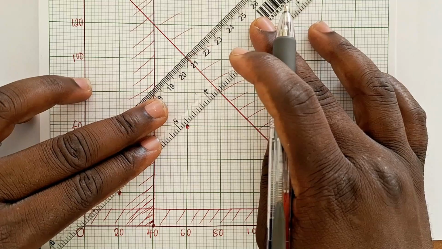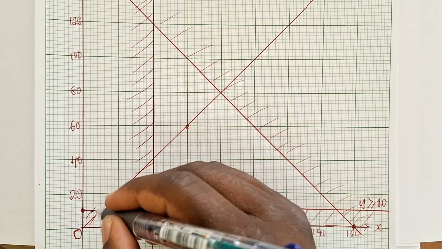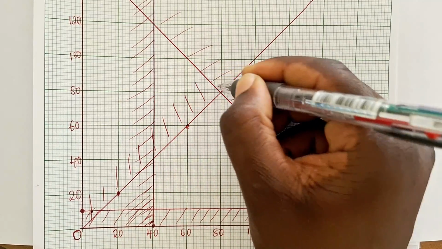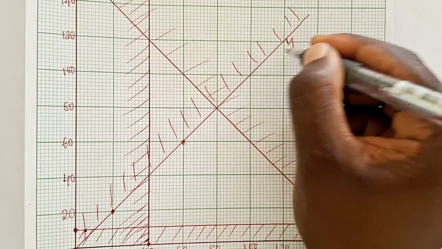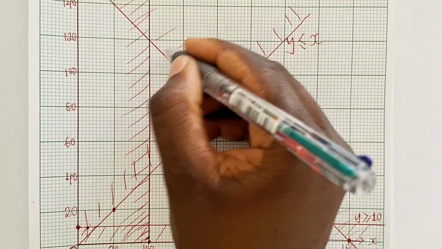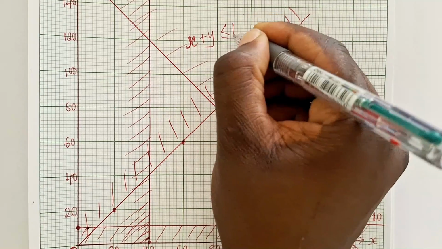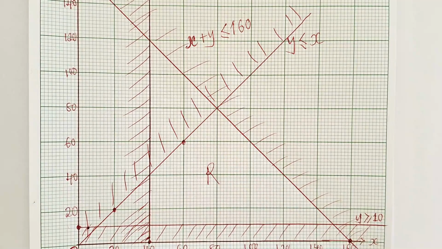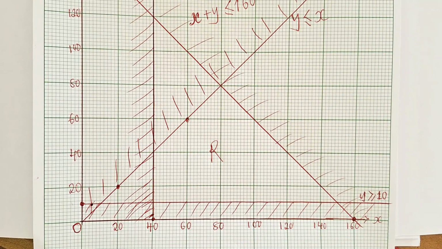You join the points. So this is how it's looking. So we know it's greater, or it's less. We shade the opposite, which is the greater, or equal to. This is the opposite. So now you can show that this is y is less or equal to x, while this one is x plus y is less or equal to 160. Okay, so we can even now show that the region is right here. So we've shaded. This is how the inequalities will look like.